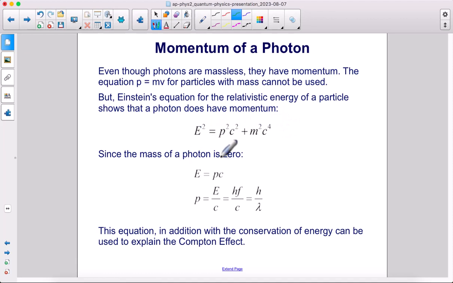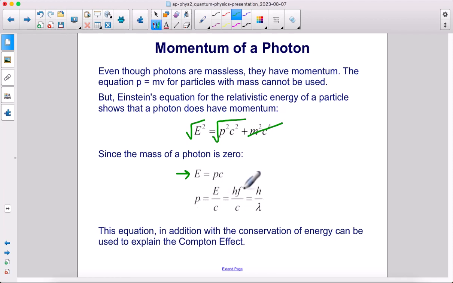Since the mass of a photon is 0, this term goes away. We can take the square root of both sides, and we get the energy equals the momentum times the speed of light. So therefore, the momentum of a photon is its energy divided by 3 times 10 to the 8th meters per second. The energy of a photon is hf, E equals hf.